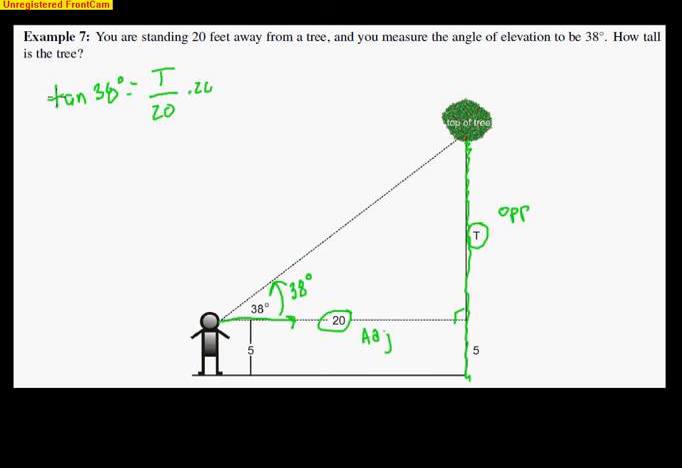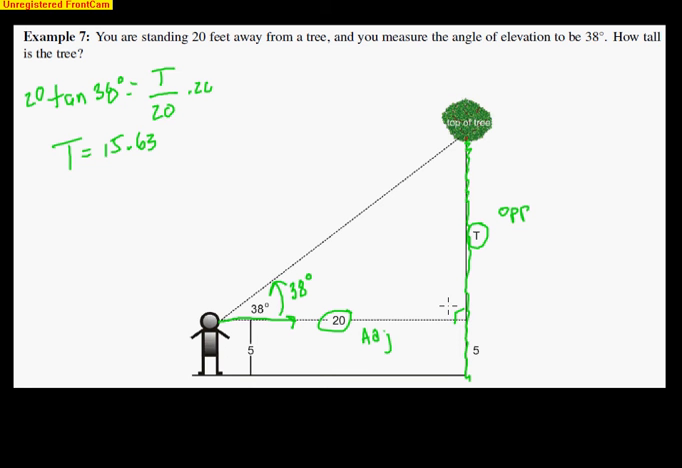So multiply both sides by 20, and on my calculator I'm going to do 20 times tangent of 38 degrees, and I get that T there is 15.63. But you got to remember that that is the distance from my eyesight, 5 feet above the ground, to the top of the tree.